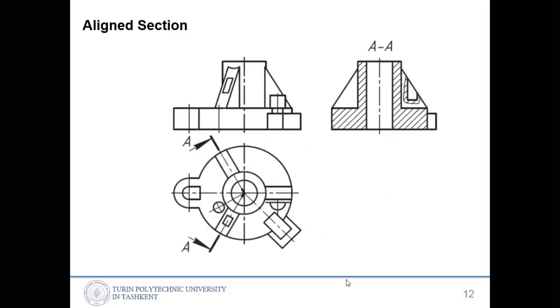In the aligned section, actually, aligned section is used for cylindrical objects. Okay, so mostly in cylindrical objects, to show the components, the features of the part, we're cutting with one plane up to the center, and with another plane, which also should pass through the center, the second plane.